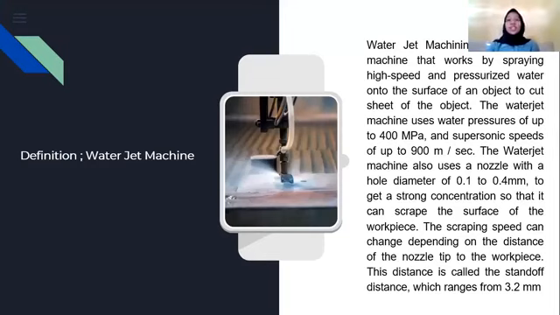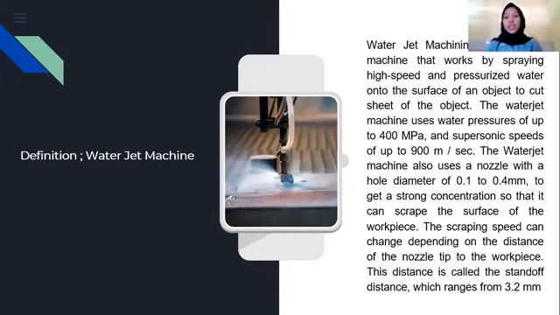Water jet machine is a machine that works by spraying high speed and pressurized water onto the surface of an object to cut the sheet of an object. The water jet machine uses water pressures up to 400 MPa and supersonic speeds of up to 900 meters per second. It also uses a nozzle with a hole diameter of 0.1 to 0.4 millimeter to get a strong concentration so that it can scrape the surface of the workpiece.